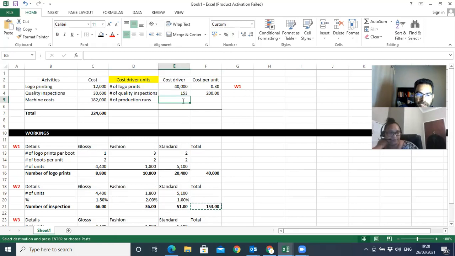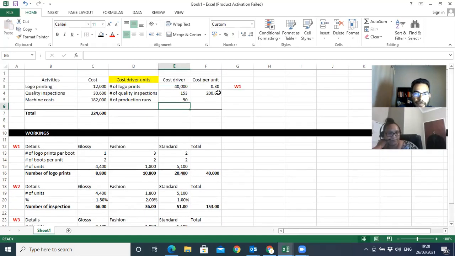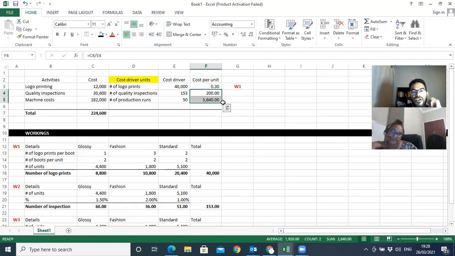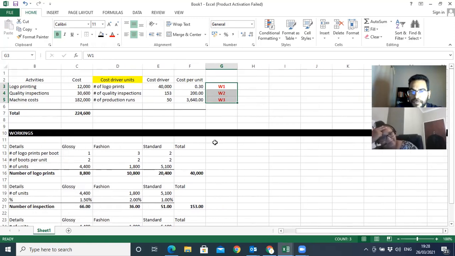So I'm going to say equal to 50. So now we'll be able to work out a cost per run. It was 182,000 divided by 50, and that's going to give me 3,640. So that's what it costs per run, and that is how it works.